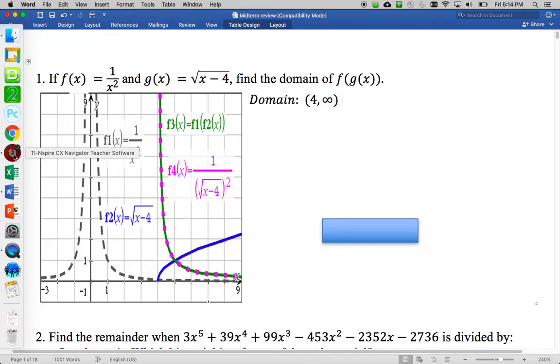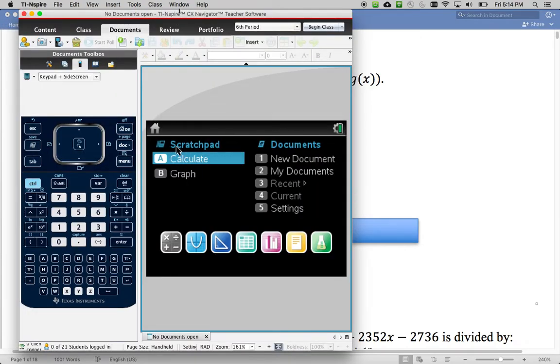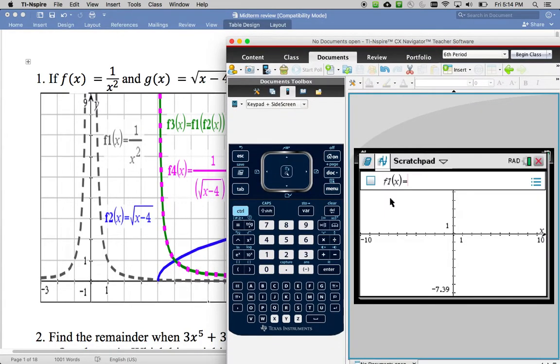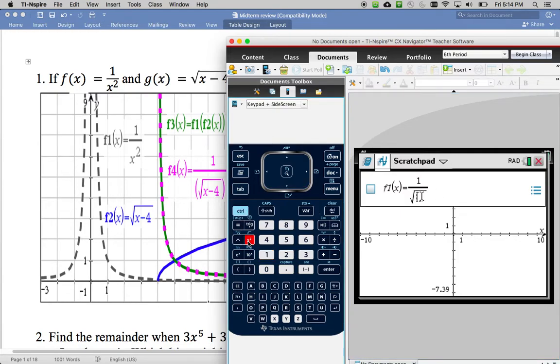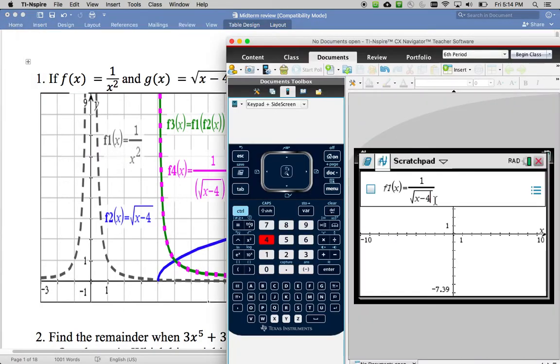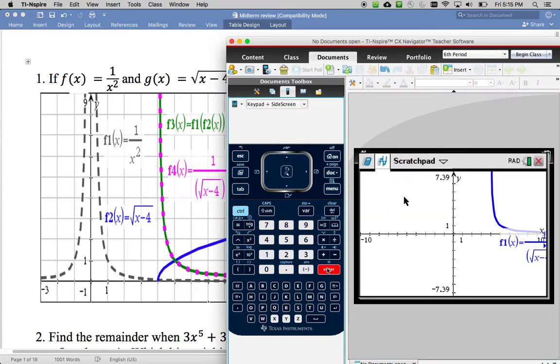I know I said I wasn't going to graph this, but I just want to make sure I'm doing this right. So I'm going to graph it super fast. Just 1 over the square root of x minus 4. Is it squared or anything? Yep, it is squared, so let me square it. Oh, my denominator squared. There we go. All right, so let's graph it.